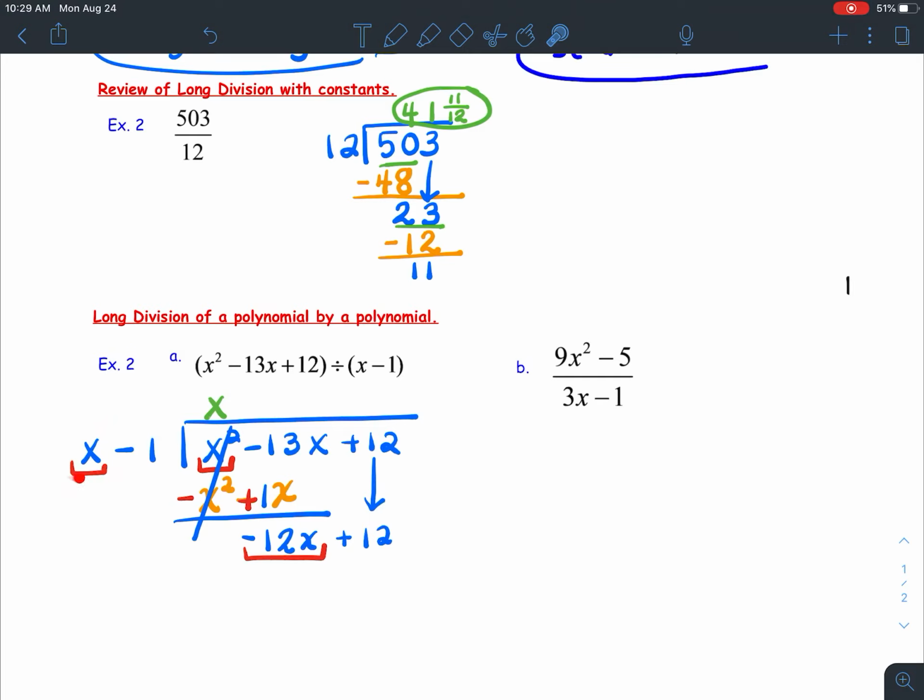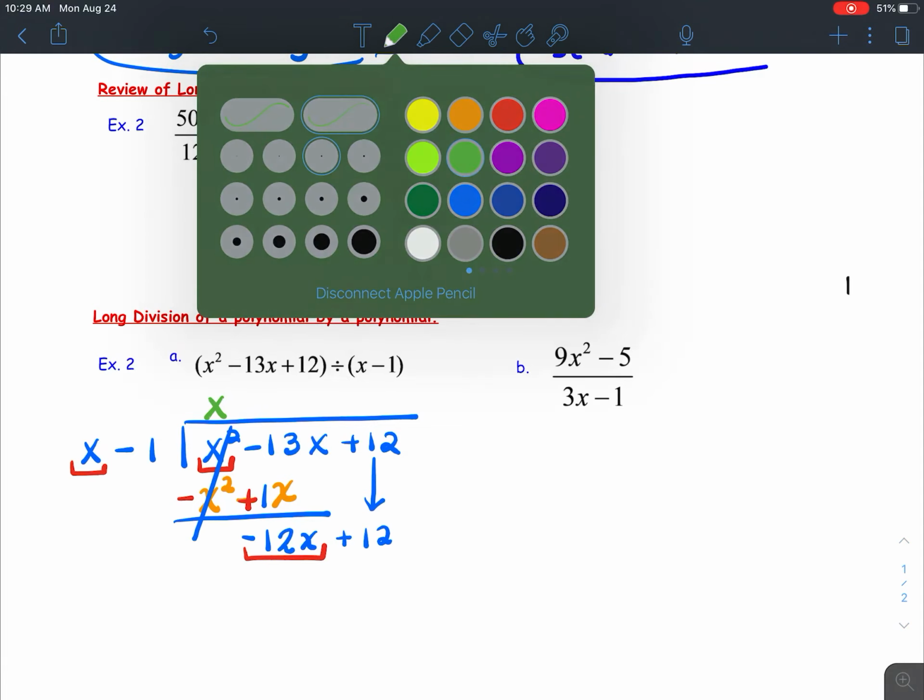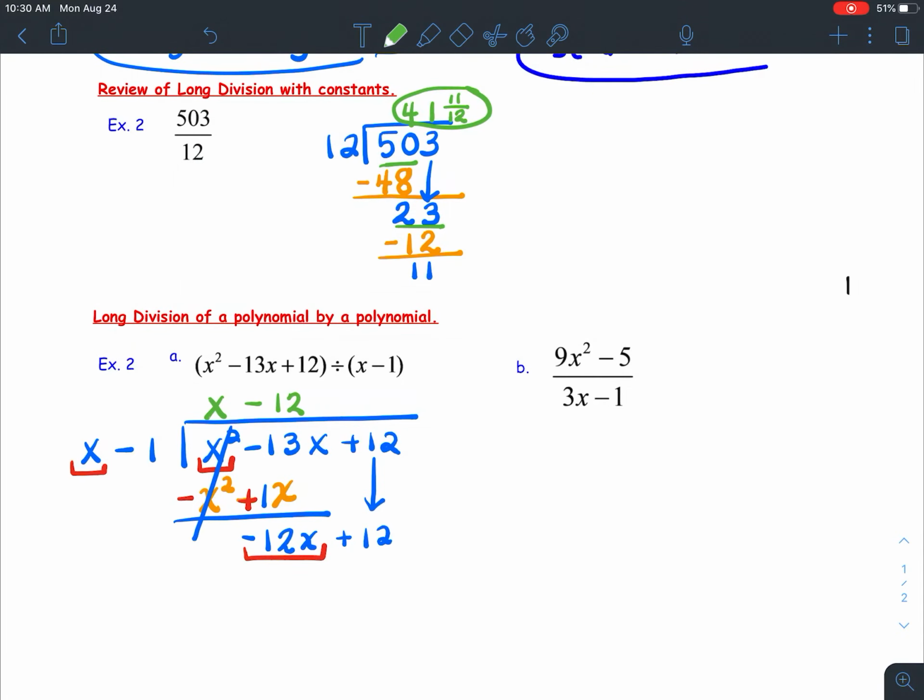Every time you're repeating the process, you're always comparing the first term in your divisor to the very first term in what you've got over here on the right. And what you're asking yourself is, what could we multiply x by to get it to look like a negative 12x? Okay, well, we could multiply it by a negative 12. So we're going to multiply it by a negative 12, and then we're going to distribute that negative 12 to the x and to the negative 1. That would make this negative 12x. That would make this positive 12.